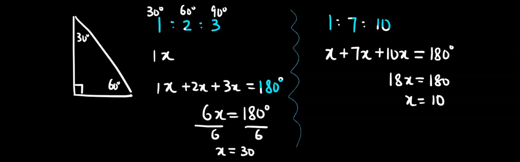Alright, that means our first angle is 10 degrees. Second angle, 7x, is 70. The third one, 10x, that's 100. Let's not forget our little angle measure symbol. Okay, right here.